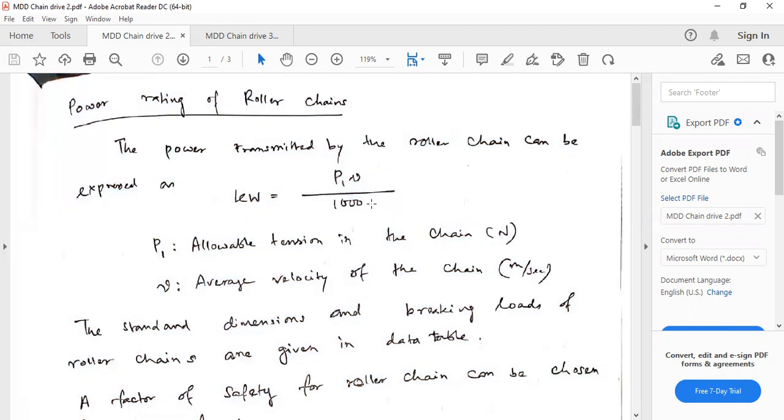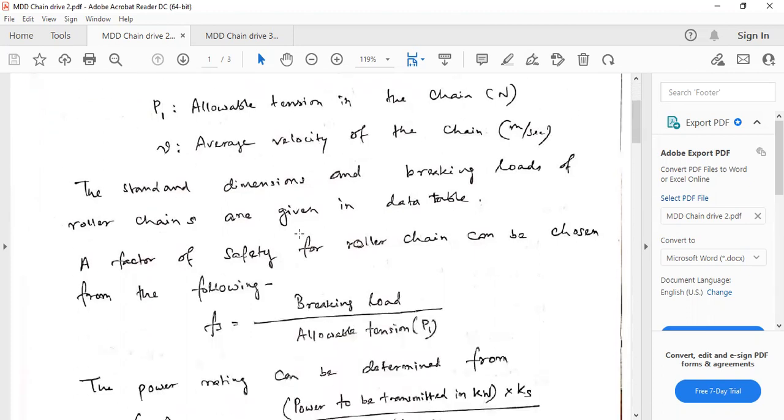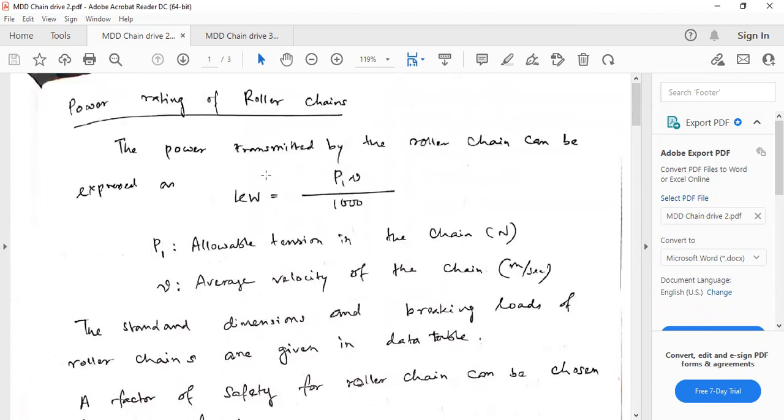Then you multiply it with your allowable tension, that is the maximum force, or you can say the tight side tension, multiplied by the velocity, divided by 1000, which gives the value in kilowatt.